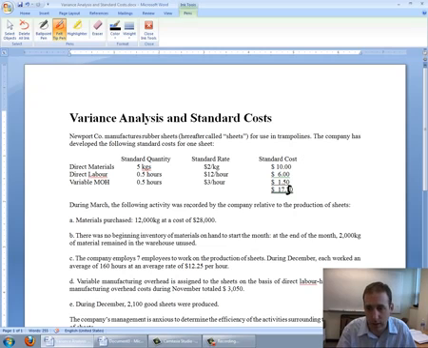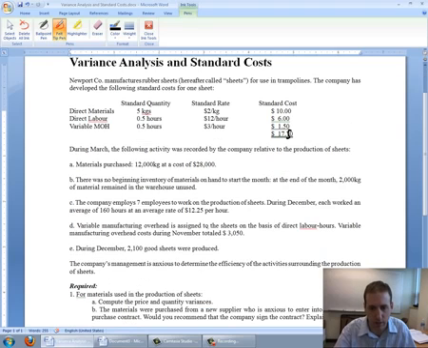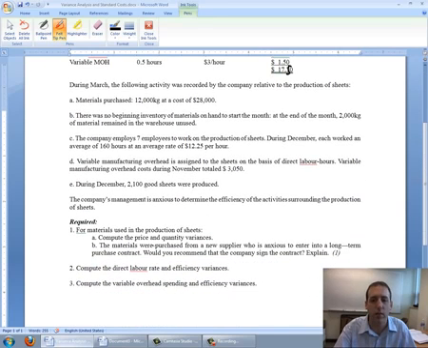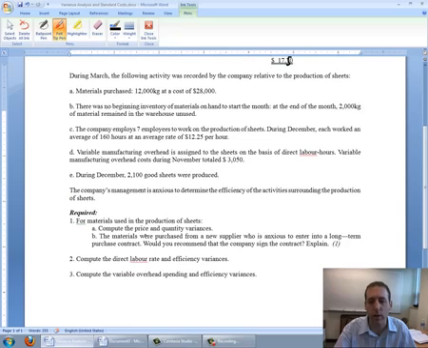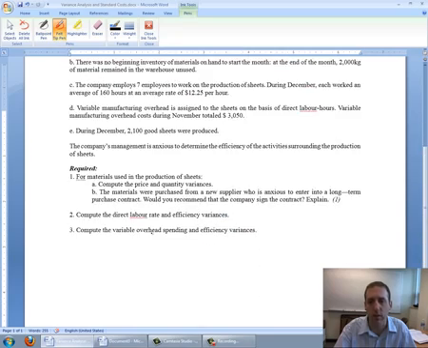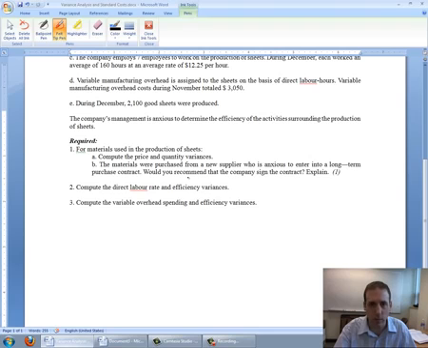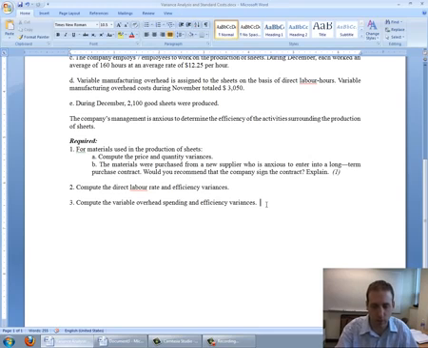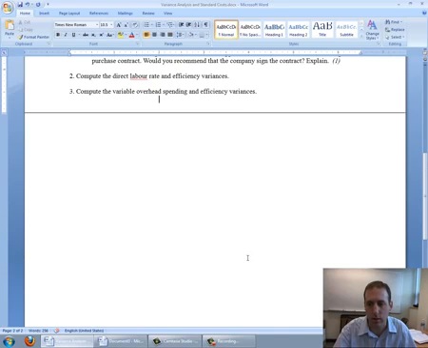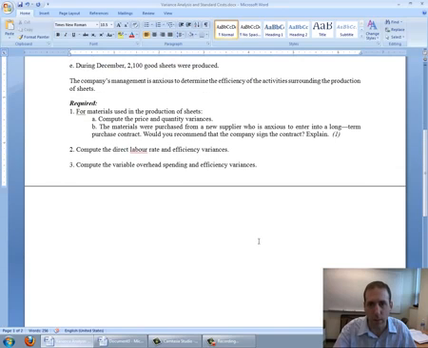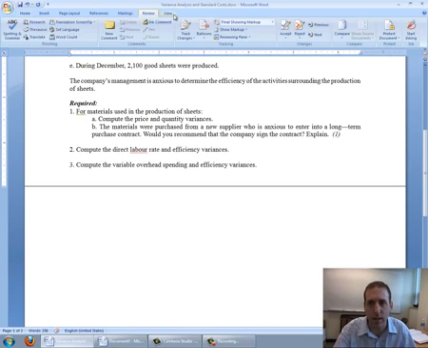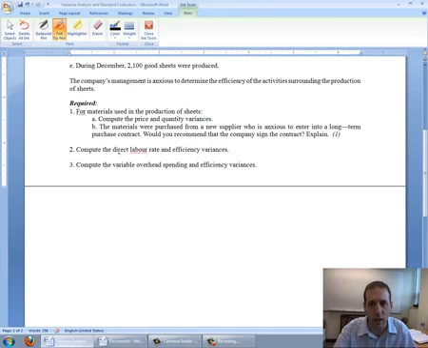During March, the following activity was recorded by the company relative to the production of sheets, and there's a whole list of activities. The first thing we've got to do is prepare our direct materials variances. Whenever I prepare variances, I'm just going to get a blank sheet for this, I like to set them up in a certain way. The way I set up my variances is very consistent, and I think it'll make your life a heck of a lot easier. I set up this little table, and the table looks like this.